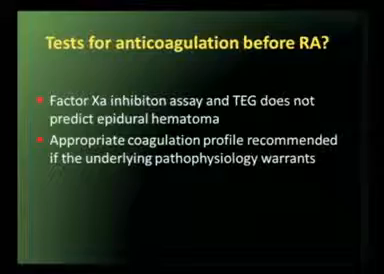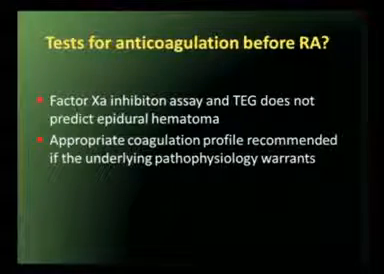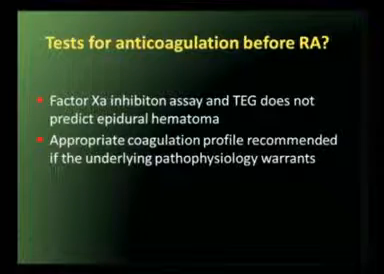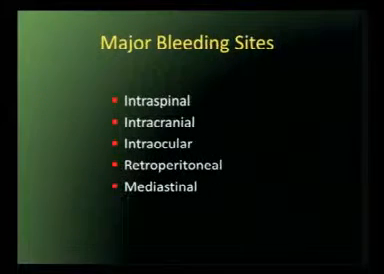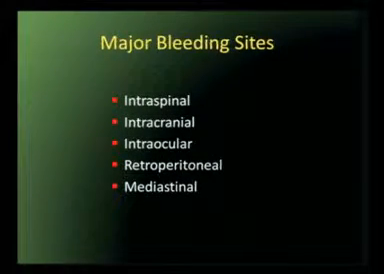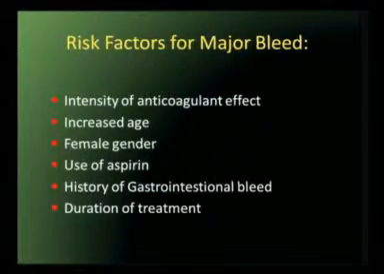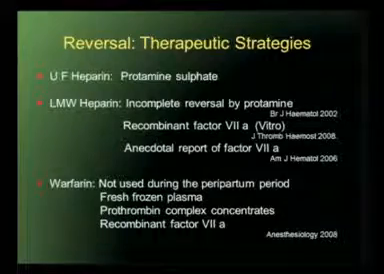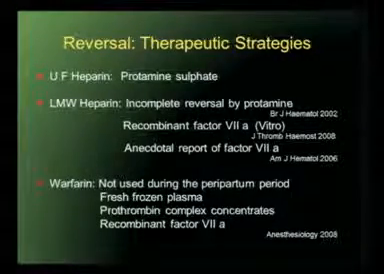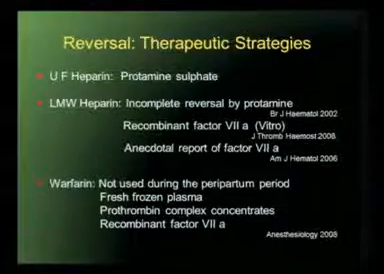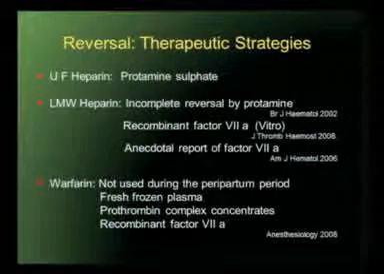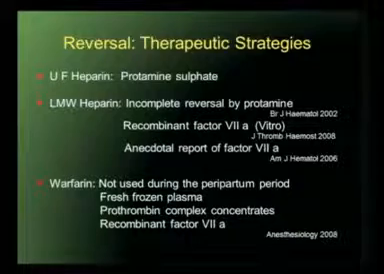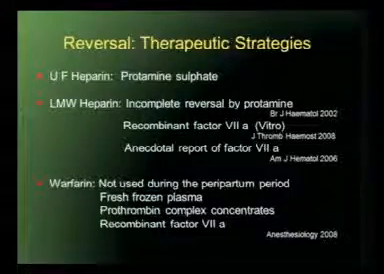And if the patient has any abnormal pathophysiology which causes DIC or tends to lead to DIC, then you need to do an appropriate coagulation profile. The major bleeding sites can be anywhere, and you need to know the risk factors for major bleeds and how to reverse your anticoagulants before major surgery. If the patient is on unfractionated heparin, on IV heparin, for emergent surgery, then you can always give protamine sulfate, but remember the protamine can cause severe anaphylactic reaction and you need to do this in an ICU setting.